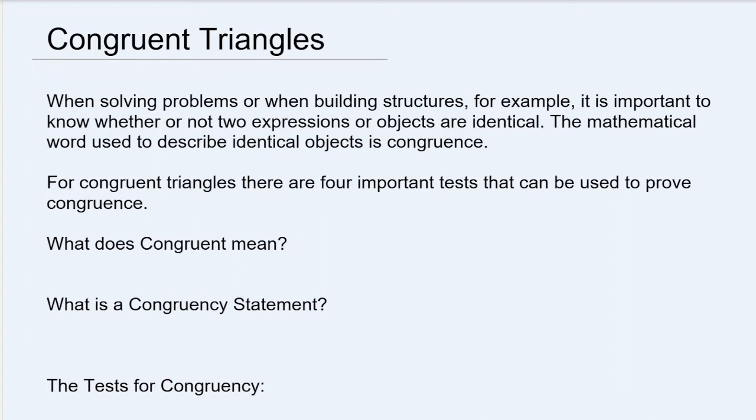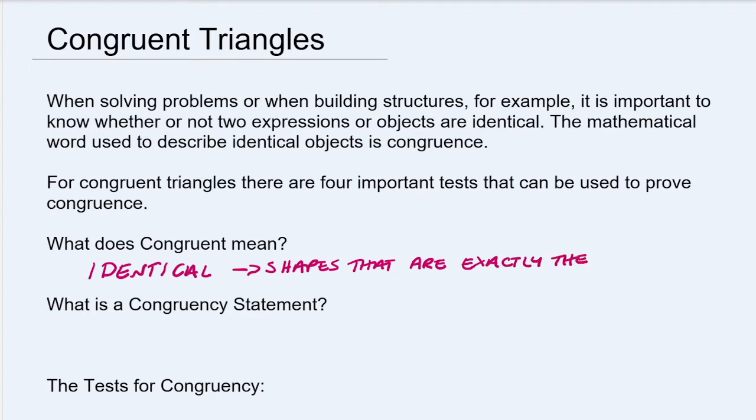So what does congruent mean? Well, we've already sort of mentioned that. Congruent means identical, or shapes that are exactly the same. That is congruency.